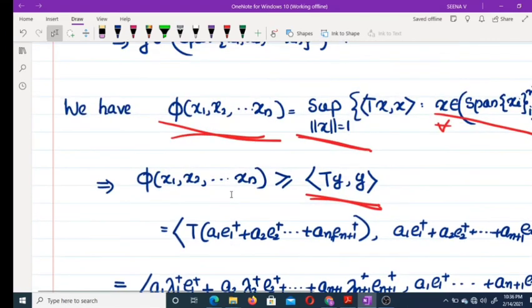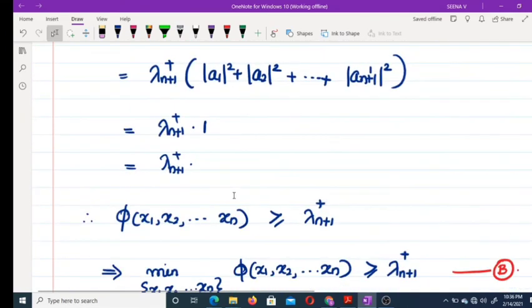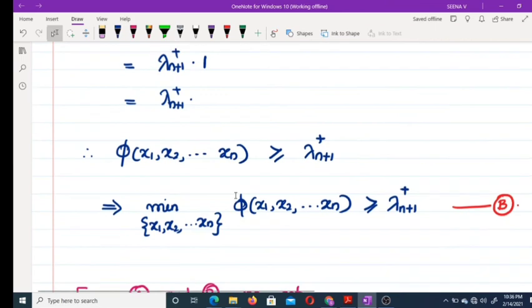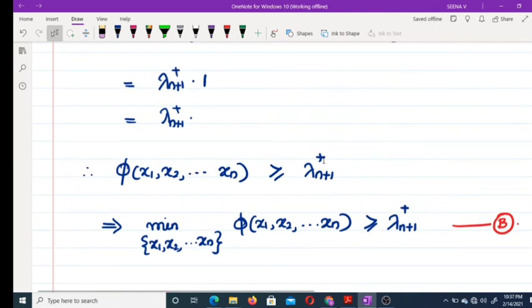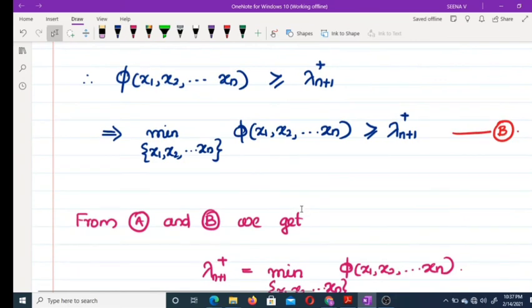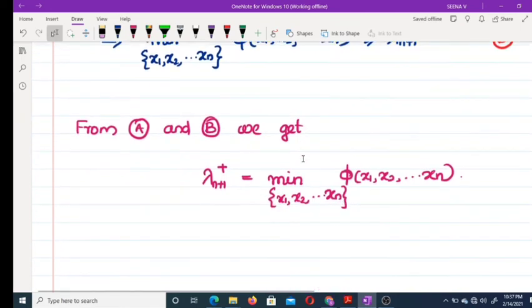Therefore, phi of x1, x2, etc., xn is greater than or equal to lambda n plus 1 plus. This implies the minimum of phi of x1, x2, etc., xn is greater than or equal to lambda n plus 1 plus. From A and B, we get lambda n plus 1 equal to the minimum of phi of x1, x2, etc., xn.